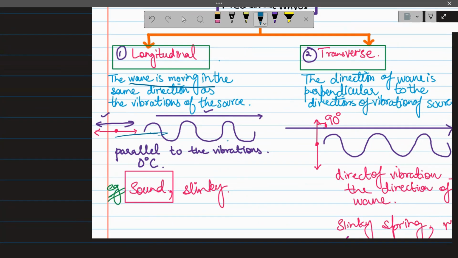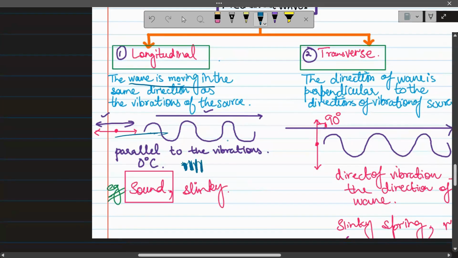For example, let me draw some sound waves. When we speak, the air particles in front of our mouth get compressed, and then it relaxes. When it compresses, the density increases, so to make the density equal, the energy is transferred to the other particles, and like this it works. So this is an example of a longitudinal wave.